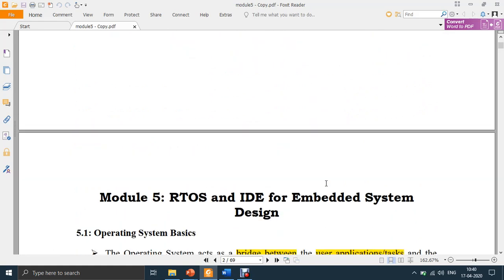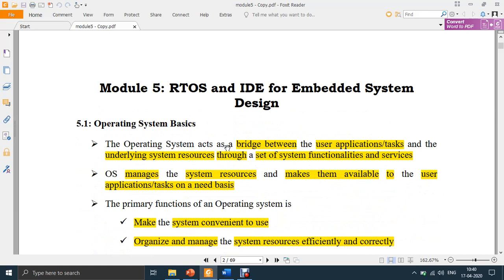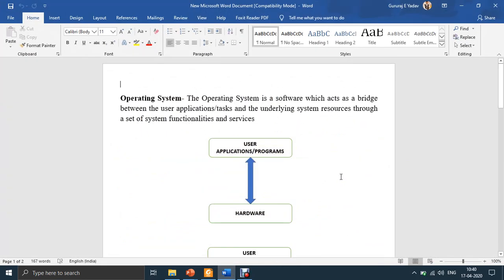Yeah, so the first topic here is operating system basics. Before going to this basics, we shall study some basics about why an operating system is required, and when it is required, and what is an operating system, and how it will help the system to improve, right?